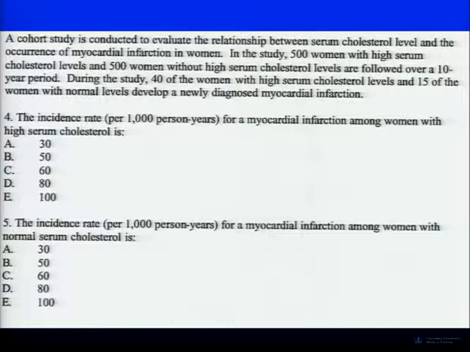Okay, and then you do the same thing. The incidence rate for an MI among people with normal serum cholesterol is going to be, what's the number that develop an MI? 15, and our denominator? 500, so we make that 1,000, so it's 30 per 1,000 is going to be the answer for number 5.